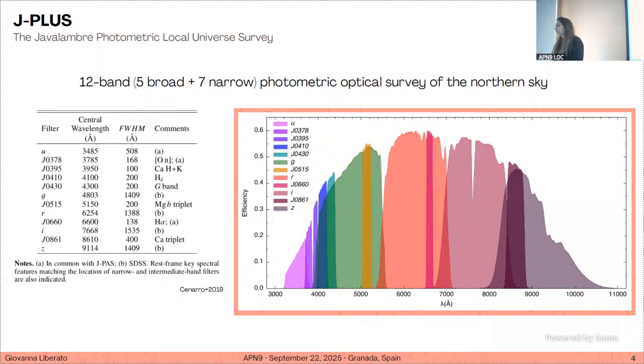Just to make a comment, it will become public at some moment. The pipeline is in place to reduce the data. Those are multi-position images that are combined to have a very flat sky. And once we have the data fully calibrated, just a bit later, it's going to be made public.